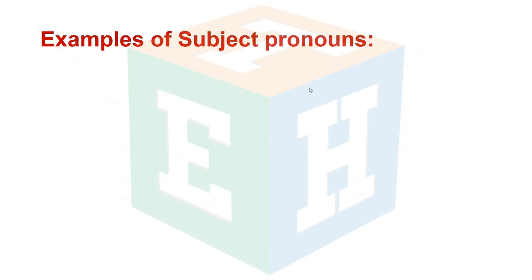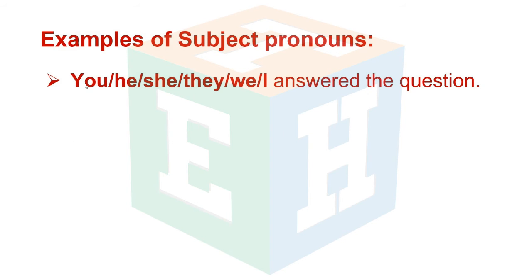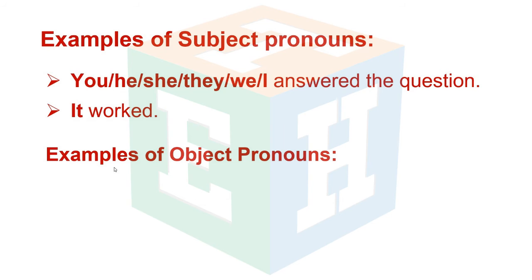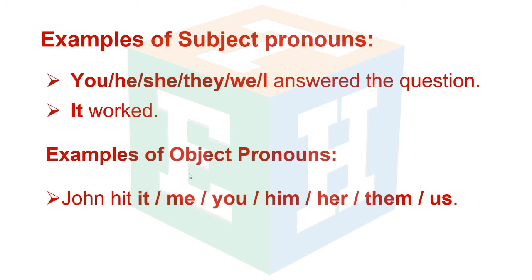Examples of subject pronouns: you, he, she, they, we, I answered the question. It works. Examples of object pronouns: John hit it. Me, you, him, her, them, us.